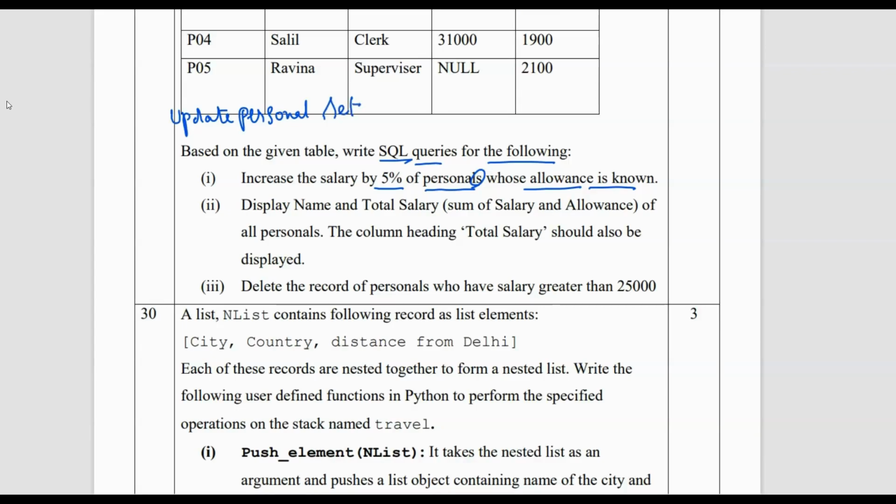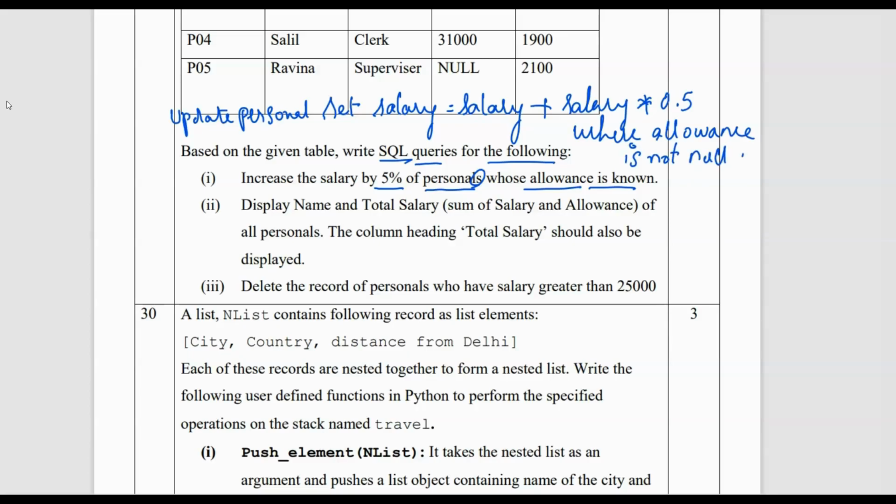Then after that you should use the set command, set salary. You should use the salary column. Salary is equal to salary plus salary multiplied by 0.5, where allowance is not null. You should use this not null operator. Then you should end with the semicolon. It is very easy.